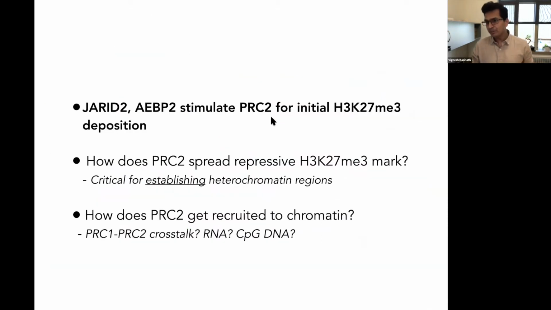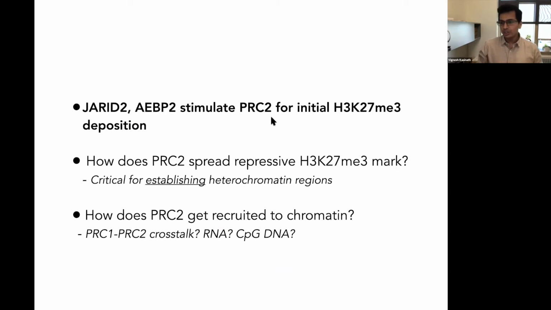And this is important because PRC2 by itself is actually a really poor enzyme, which I'm going to get to in a minute. So the presence of JARID2, which is an allosteric activator, and the presence of AEBP2, which is a structural stabilizing scaffold, helps PRC2 initially deposit the H3K27 mark, which is the transcriptionally repressive mark.